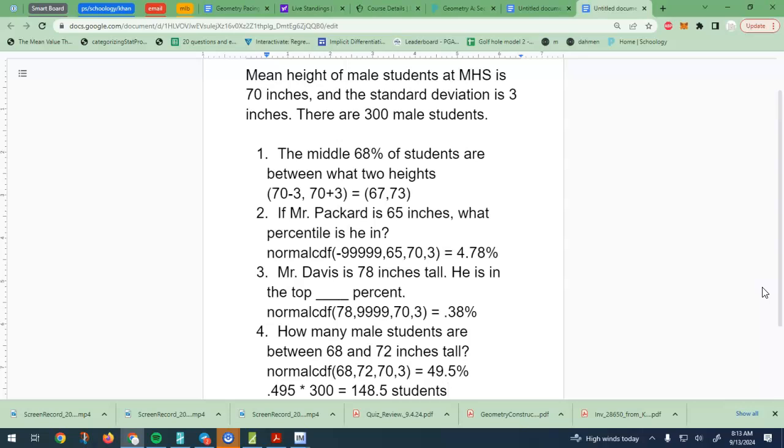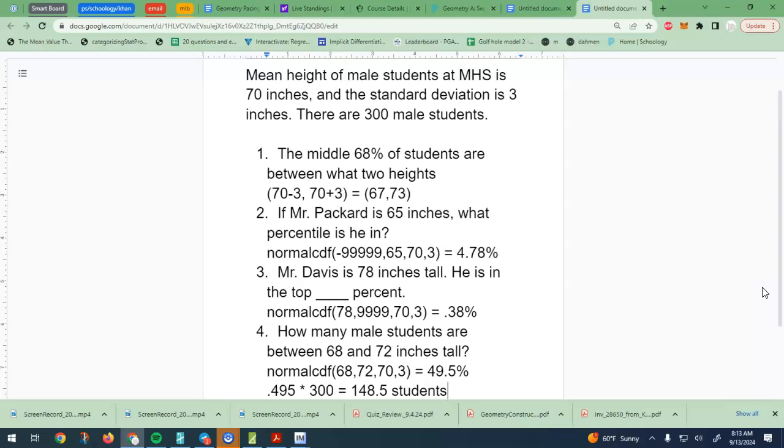78 inches tall. I'm not asking the percentile. I'm asking the top whatever percent. So it should be a really small number because it's not a huge percentage of people that are taller than me. So 78, comma 99999. Again, tell the calculator the mean and standard deviation. So I'm in the top, I don't know if it's accurate, I just made up the numbers, 0.38%. What percentile am I, approximately? 99.62% would be, that's the other direction.